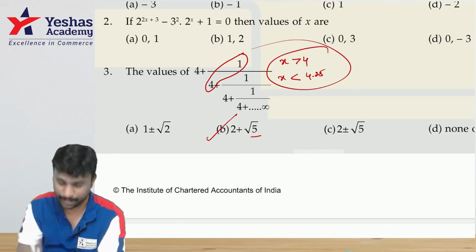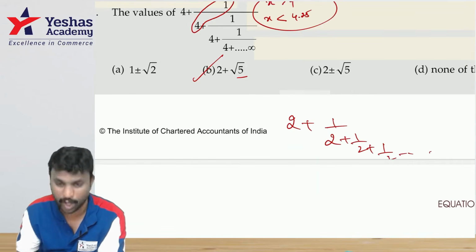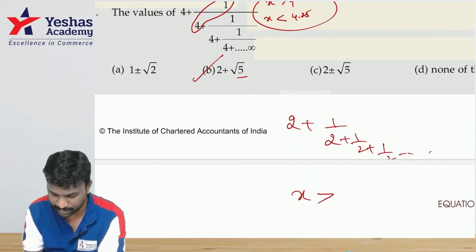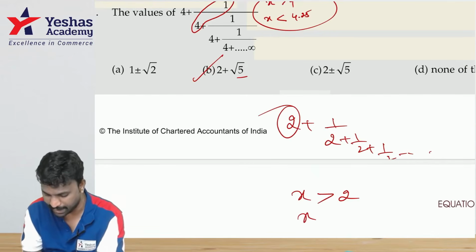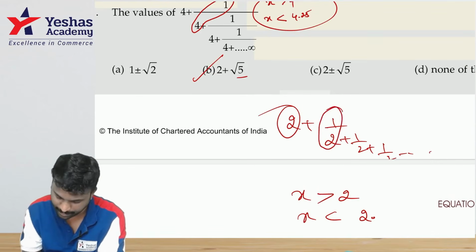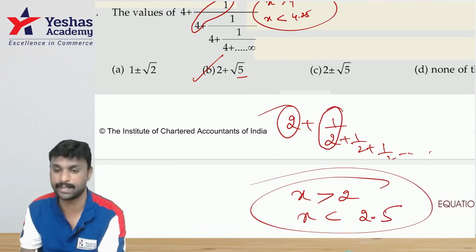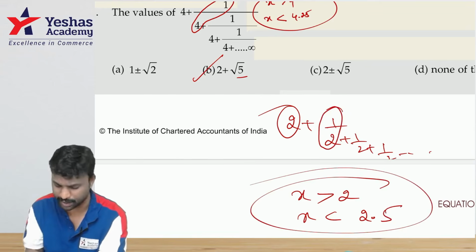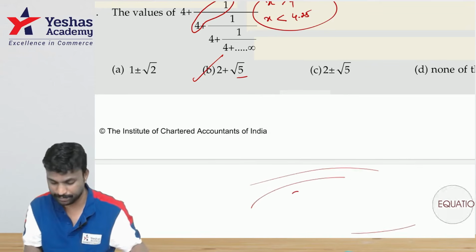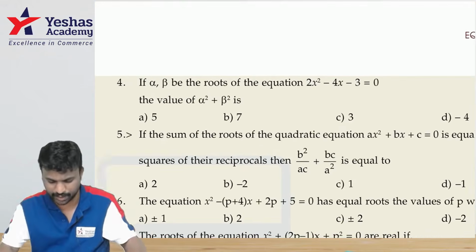Have you understood? Suppose had it been 2 plus 1 by 2 plus 1 by 2 and so on up to infinity, what would have been the answer? Yes, x is definitely more than 2, and x will be less than what? 2 point, what is 1 by 2, guys? 0.5. So 2.5, that means the value of x lies between 2 and 2.5. Have you understood the concept? The shortcut, right? If you solve it conventionally, it will take a lot of time. Guys, moving on to the next question.